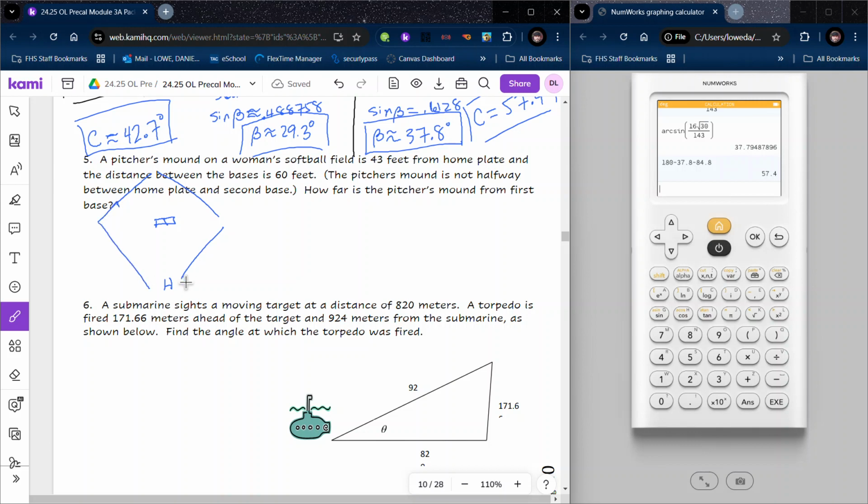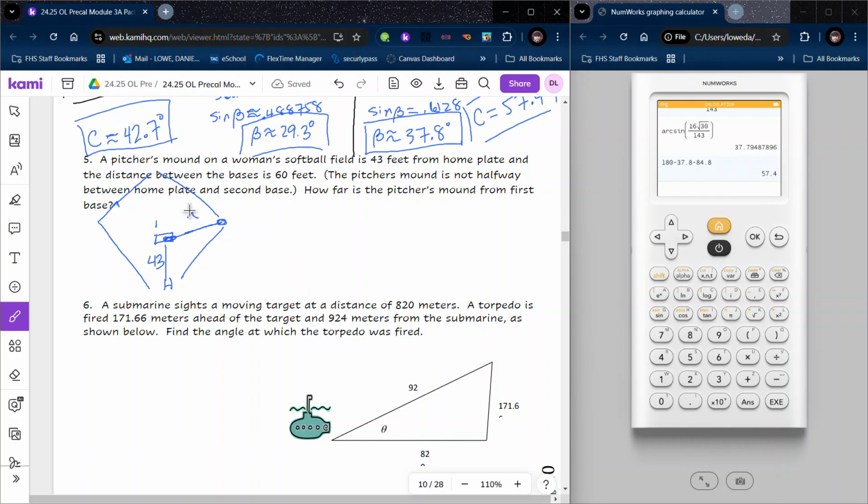And we have some distances. I want to figure out the distance from here to here. I'll just call that distance x. Now, an important thing to distinguish here is to understand the information that we're provided. This pitcher's mound is not halfway, so I'm going to say that I have something like that. And so that's 43.